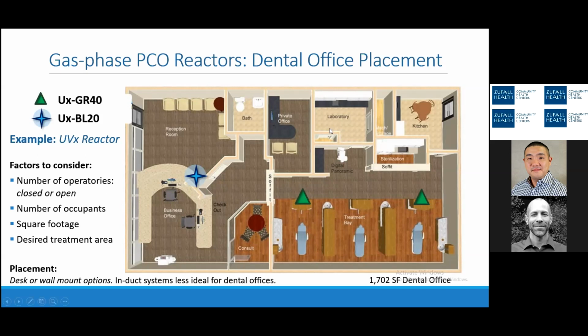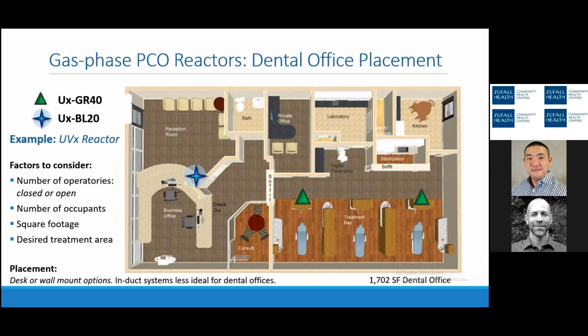So I'm using as an example the UVX reactor because we have lots of data and information on its effectiveness and how it works. There's over 10,000 hours worth of testing and studies that have been done on this particular reactor. And so the UXGR40 unit is a slightly larger, more powerful unit than the UXBL20. And I'll walk through some of these examples and hopefully will help you see the strategies or the best ways to implement this technology.